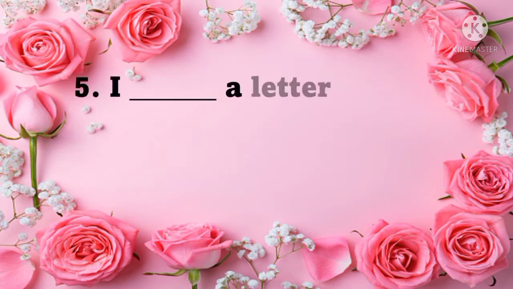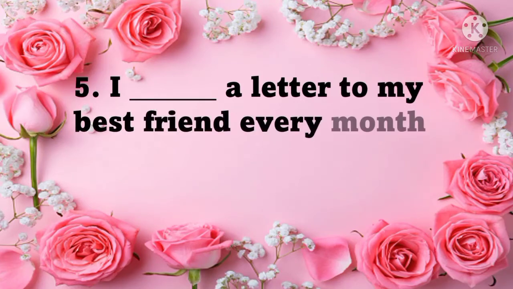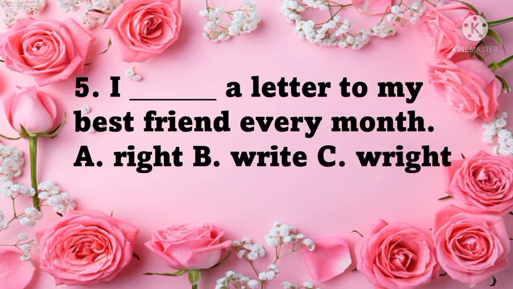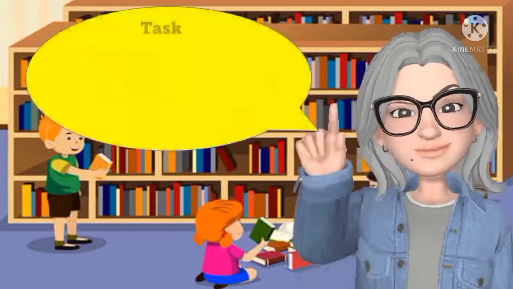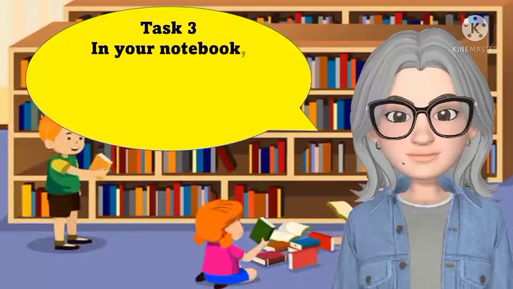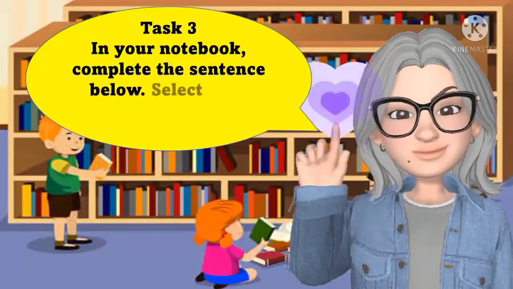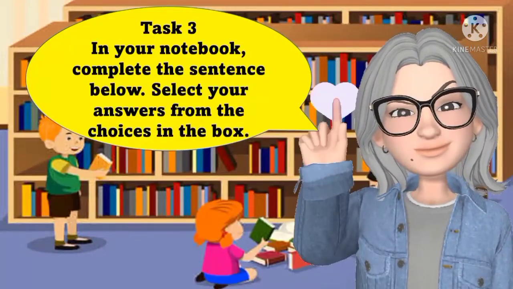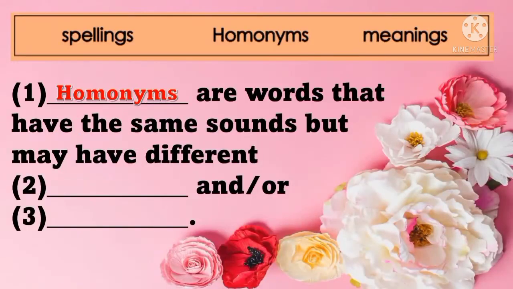For number 5, I blank a letter to my best friend every month. A, write. B, right. C, rite. The correct answer is letter B, write. And now for task 3. In your notebook, complete the sentence on the next slide. Select your answers from your choices in the box. Homonyms are words that have the same sounds but have different spellings and or meanings.